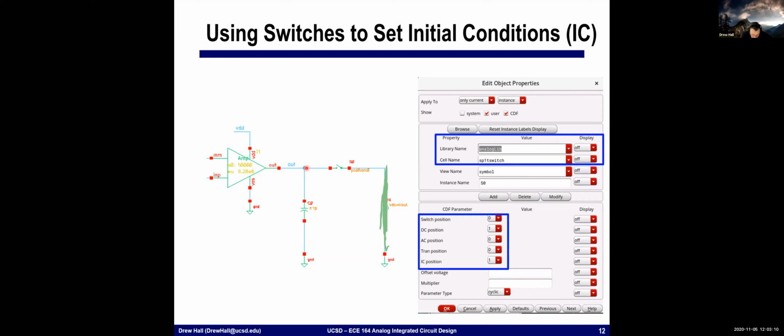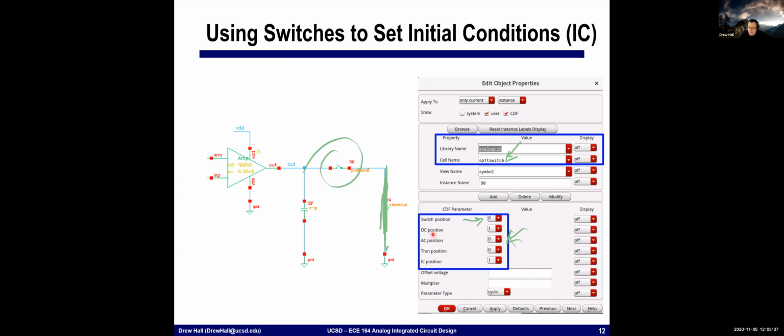Okay? And so what we've done is I've used this switch. This switch lets me set the initial condition. So these are switches in the analog library. This one is called SP1T switch. And the interesting thing is that it has all of these different parameters here. So if I just want to set the switch position, that's this top parameter. So I can either set it to open or closed.